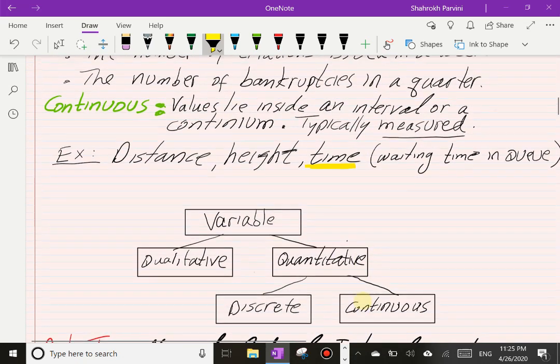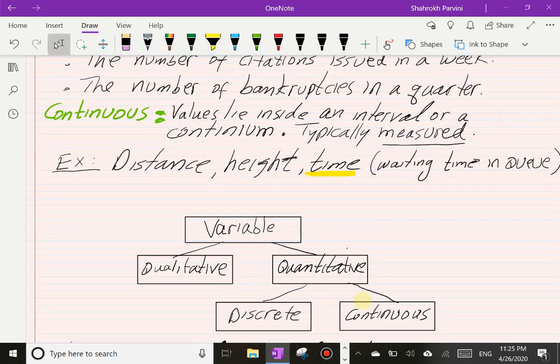So here I have pretty much labeled how these variables line up. We have two types of variables: qualitative and quantitative. And quantitative variables branch off into discrete and continuous type variables. Now, the reason this is important, by the way, folks, is because it depends on the variable type. What we can do with it depends on whether it's qualitative or quantitative, and what we can do with a quantitative variable depends on whether it's discrete or continuous.